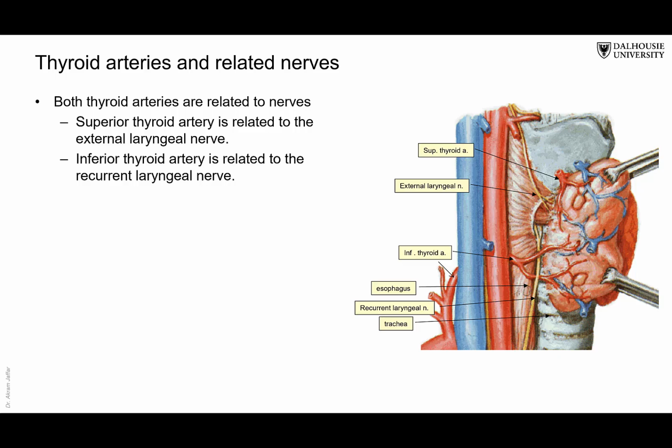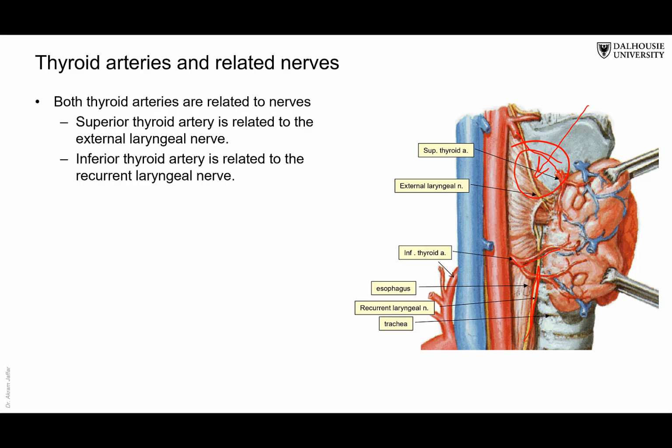So the superior thyroid artery here is in close relation to the external laryngeal nerve, which supplies the cricothyroid muscle. And the inferior thyroid artery here is in close relation to the recurrent laryngeal nerve. And by the way, as we are going to study later in detail, the recurrent laryngeal nerve supplies all the intrinsic muscles of the larynx except the cricothyroid, because the cricothyroid is supplied by the external laryngeal nerve. So there's danger of involvement or affection.